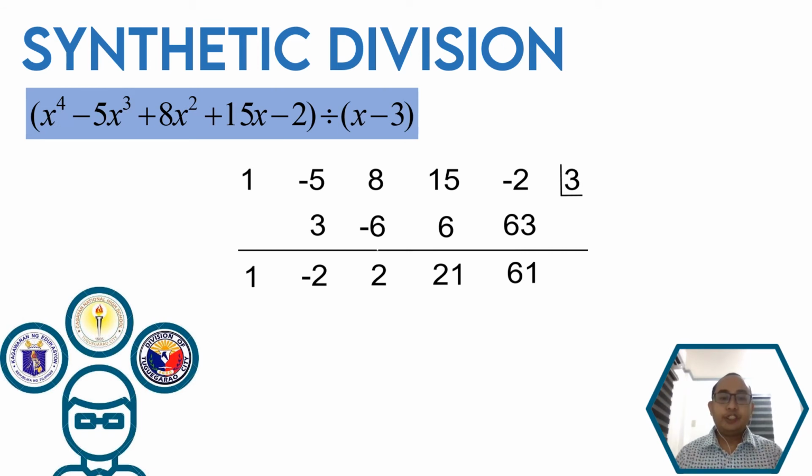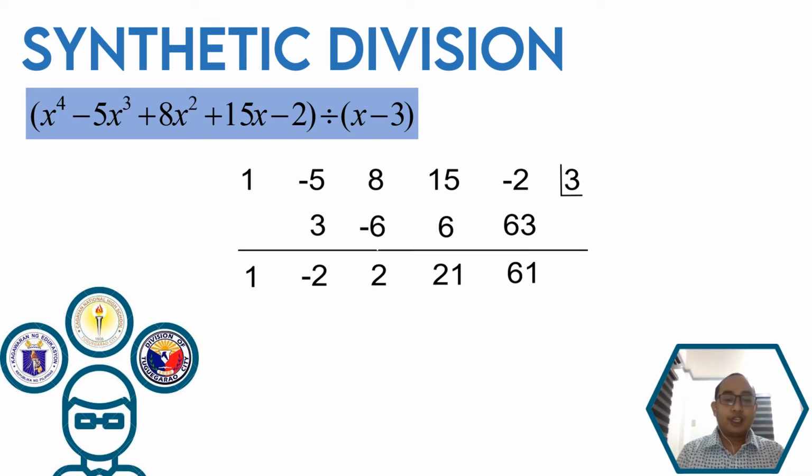Okay, class, since we were already able to complete our synthetic division process, we are now ready to write our quotient and our remainder. Again, if a polynomial expression is divided by a linear binomial, the degree of the quotient is always 1 less than the degree of our dividend. Now, if the degree of our dividend in this particular example is 4, then our quotient should have a degree of 3. And where do we get the quotient? It would be on the entries in the third row.